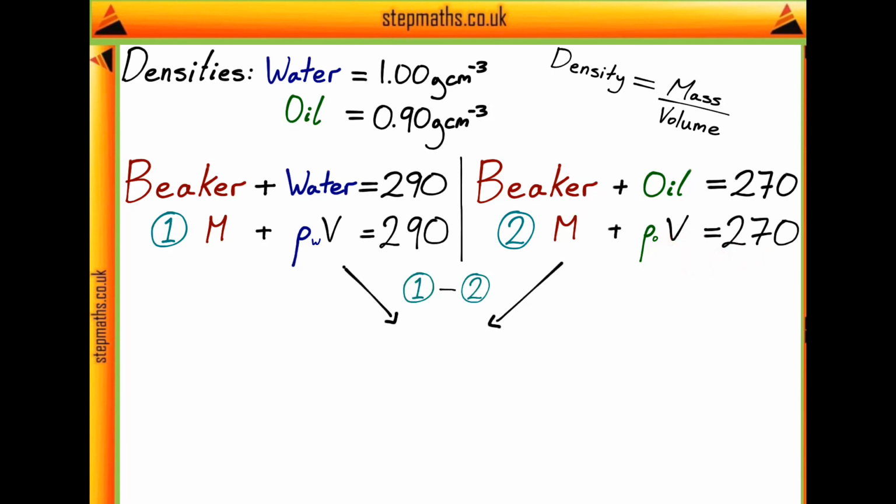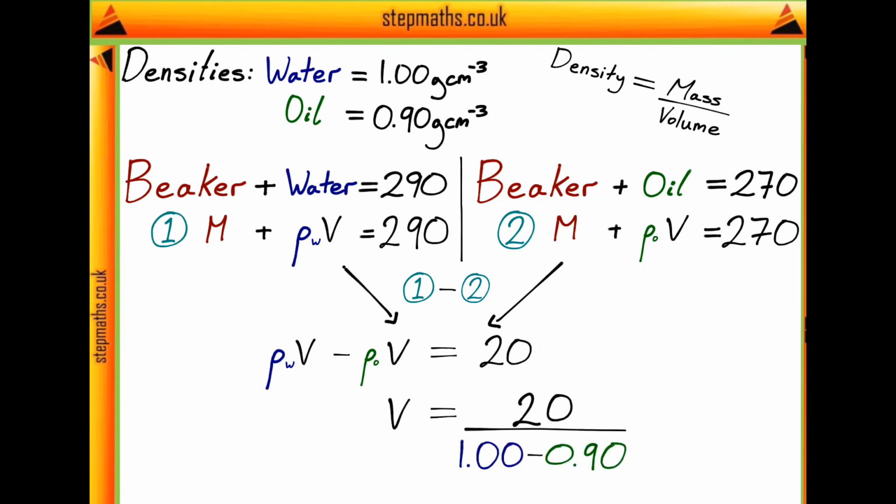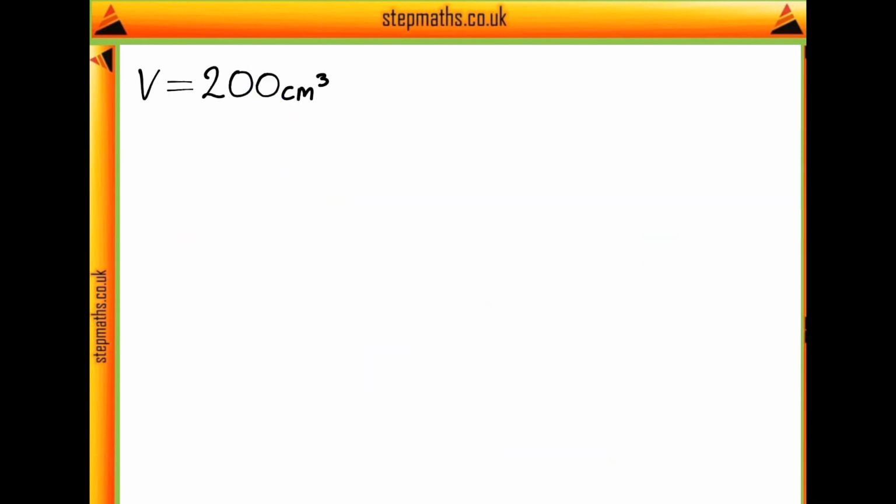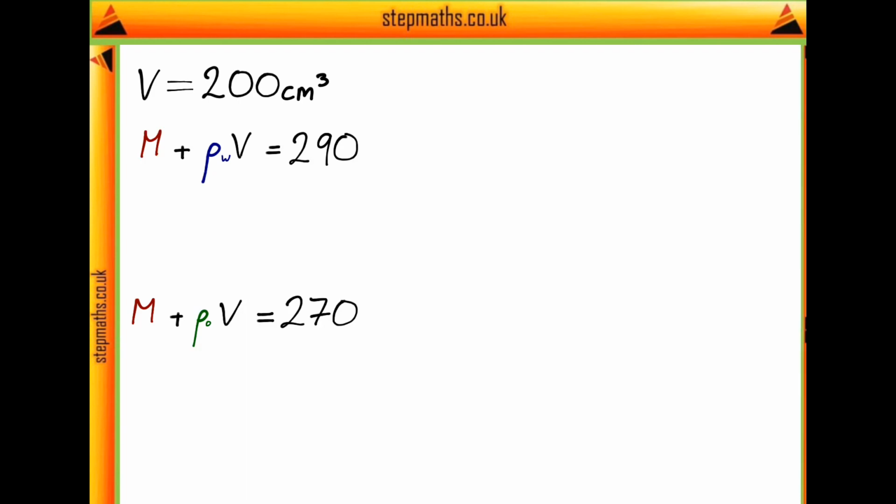We can then eliminate M from both of these equations to get an equation which just has V as the only unknown. We can rearrange and solve this to find that the volume of liquid in our beaker in each case is 200 centimetres cubed. Now that we know that the volume is 200 centimetres cubed, we can go ahead and substitute this back into our two original equations.